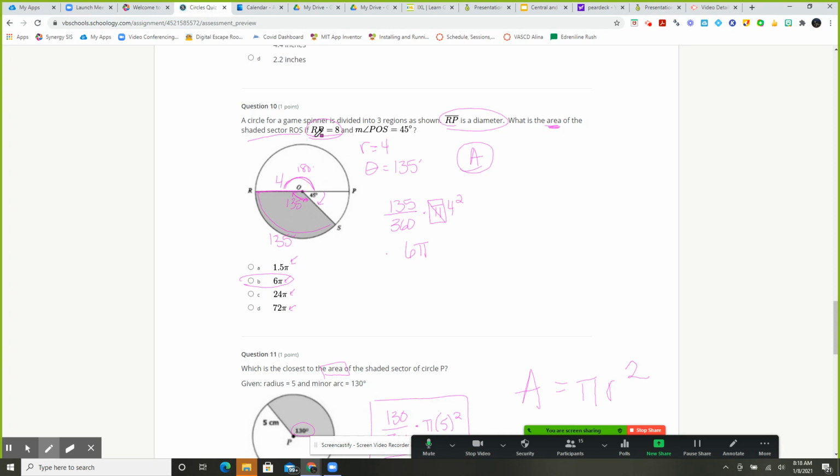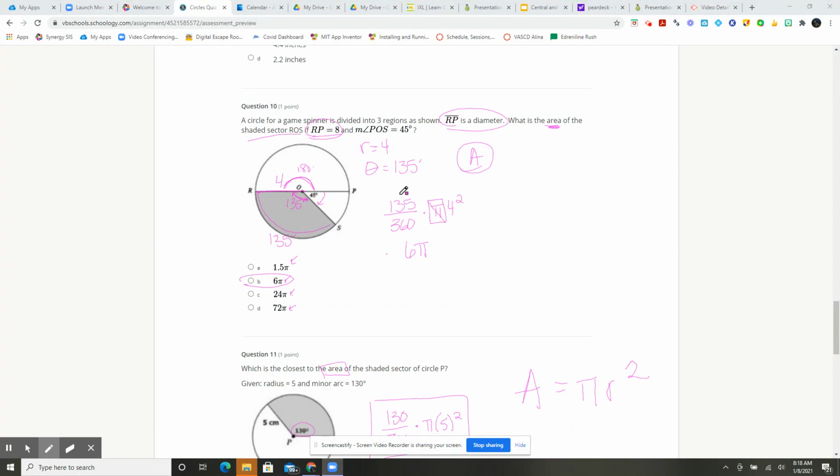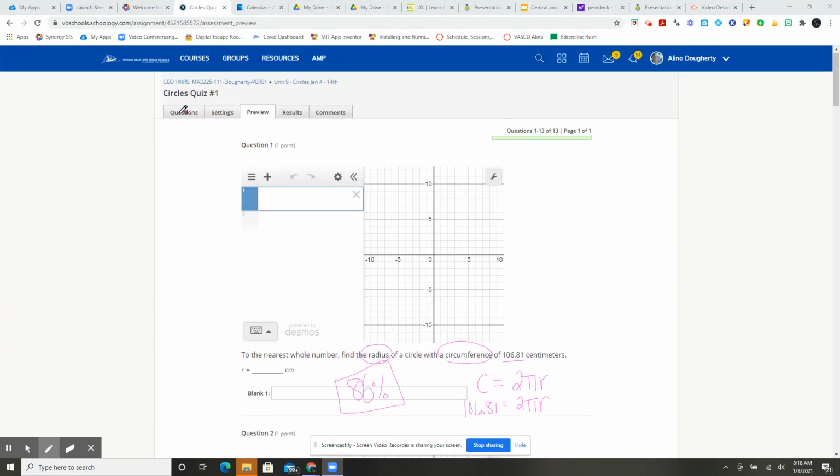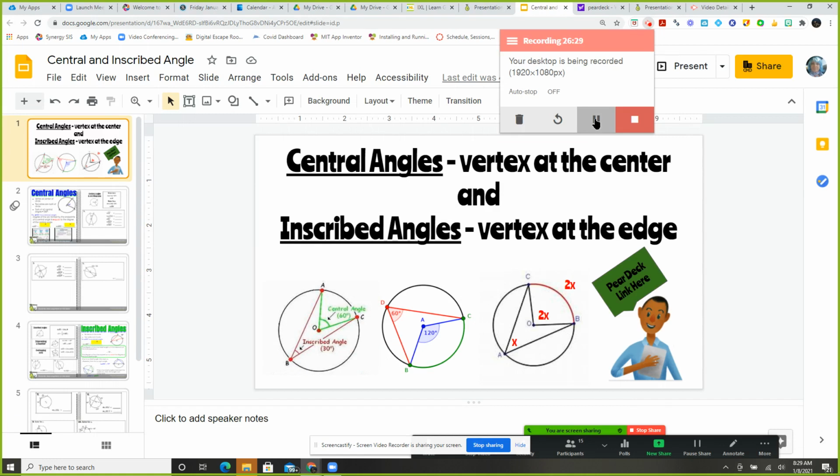Do you guys see anything that we did wrong? RP is 8, RO is 4, 180 minus 45 is 135, right? 135 divided by 360, and then times 4 squared is 6 pi. All right, let me go check on that. Are there any other problems? I need to stop sharing for a second so I can go check that. There we go.